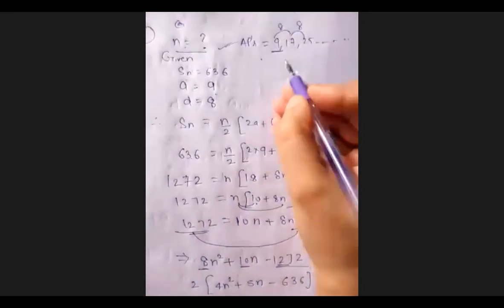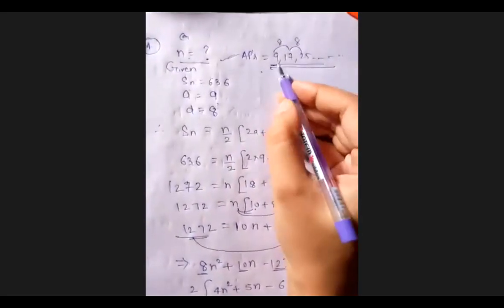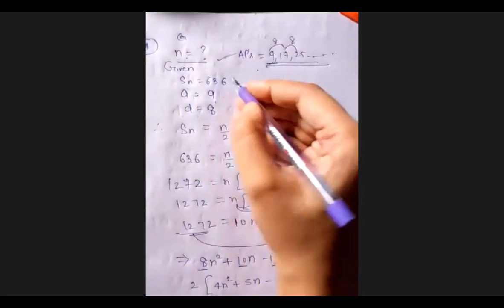Again, I am telling this question. Your AP is given, okay? This is your AP. In this AP, the sum is given, which is 636. The sum of this AP is also given as 636. So we wrote down all the given values from before. Sn is given, 636.